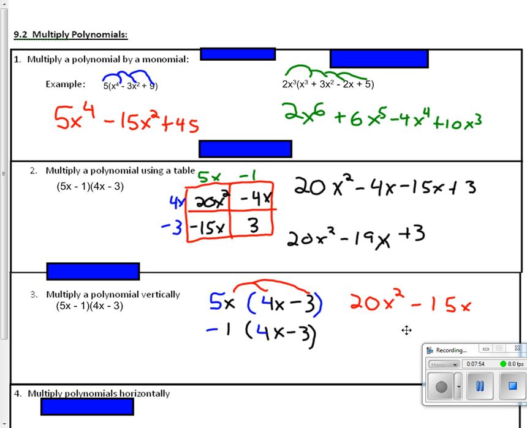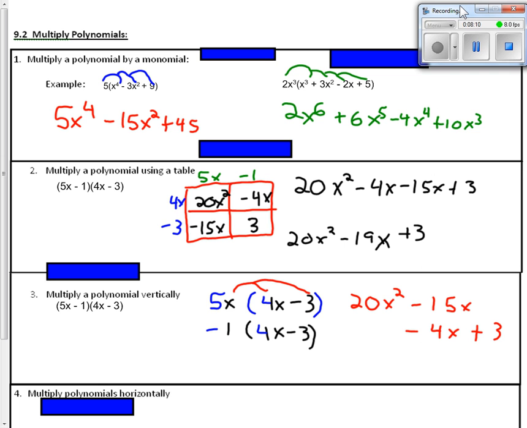And now I'm going to line them up so they're vertical. Since we're talking vertically, we're going to line them up. And then negative 1 times negative 3 is going to be this positive 3. So I have everything lined up. I have x squareds by themselves, x's with x's, my number with my number. So everything is set. Now I just need to add vertically. So we're going to use addition here.